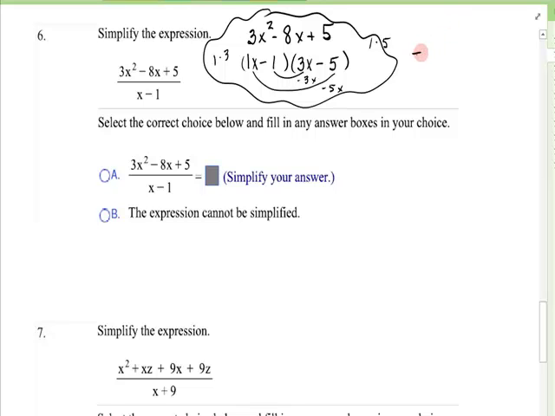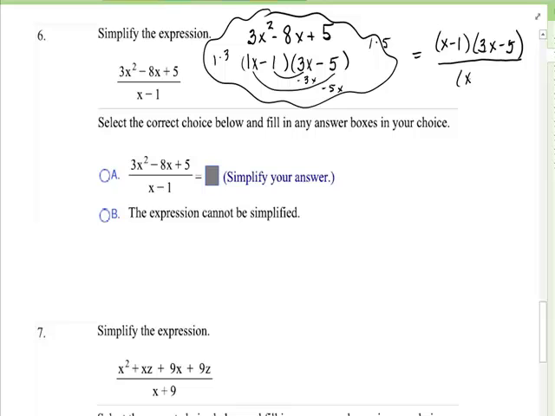So the numerator has become, I'm not going to call it 1x minus 1, I'll just call it x minus 1 times 3x minus 5. And I didn't make a mistake, not because I don't have the answer written down, I was just lucky.